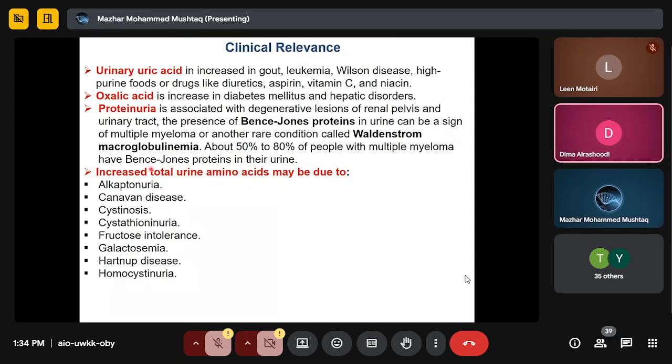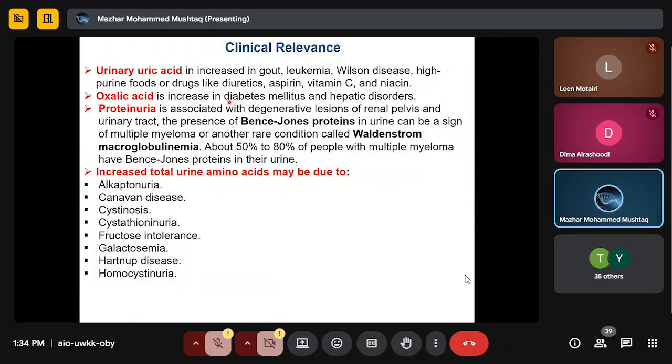Okay, so the clinical relevance of these abnormalities, for example, when the urinary uric acid is increased, that can indicate gout, leukemia, Wilson disease. These are the things that you need to memorize. High purine food and drugs, like the use of aspirin, or vitamin C if consumed in large concentration, can also show a positive uric acid test.